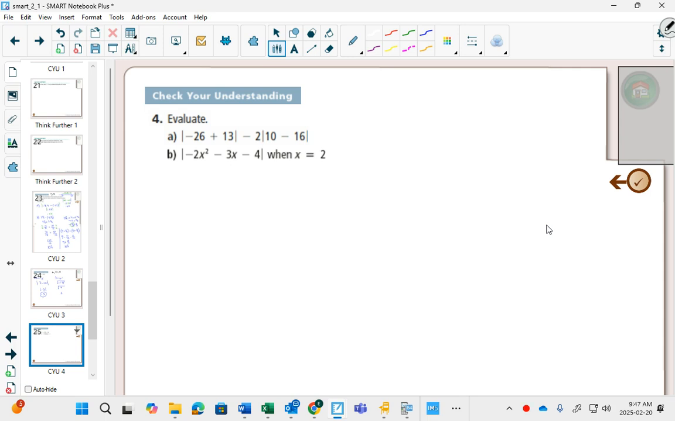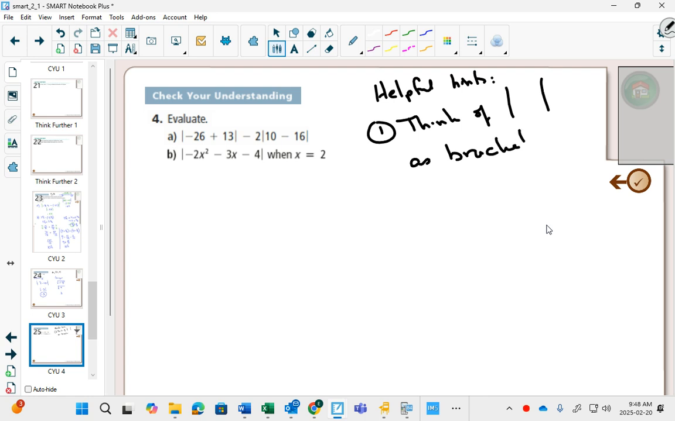Question A and questions similar to it have a high probability of making little mental math errors. So, a couple of helpful hints. One, think of the absolute value bars as brackets. If you think of them as brackets, then when you're doing order of operations, you simplify them just like brackets. You simplify inside of them first.